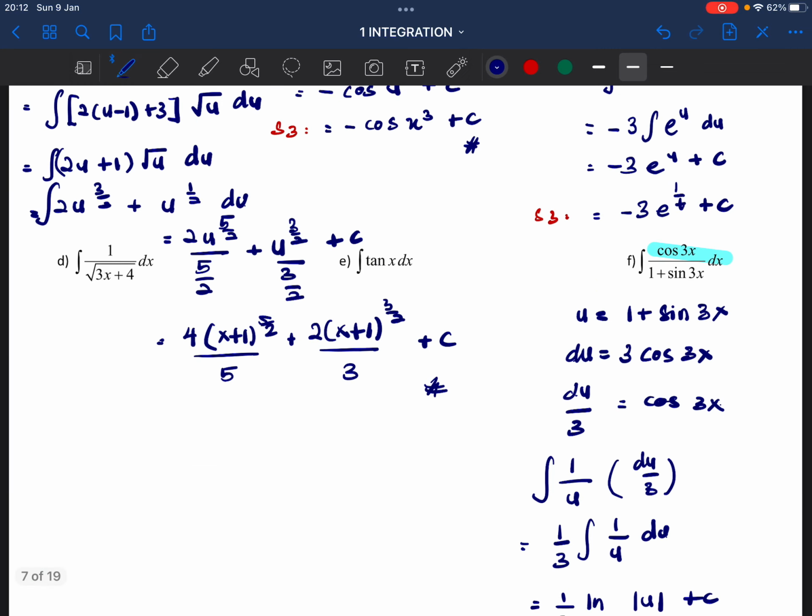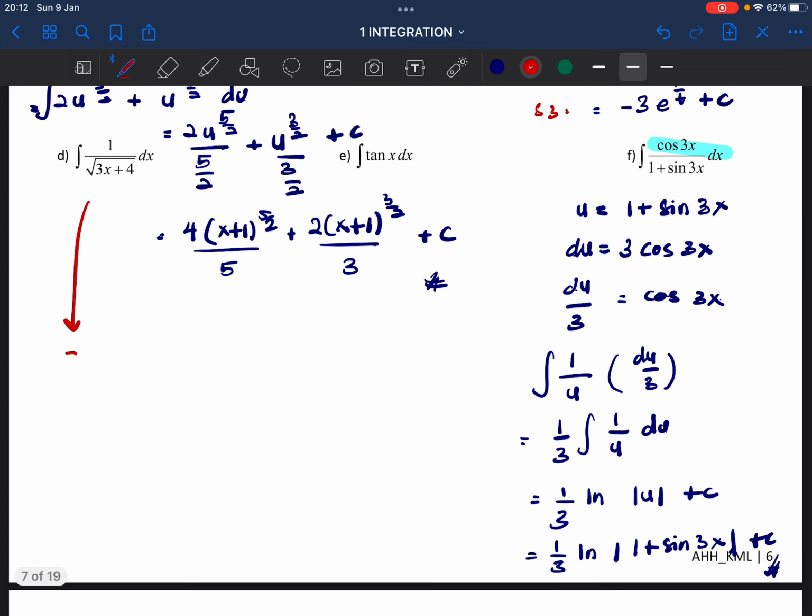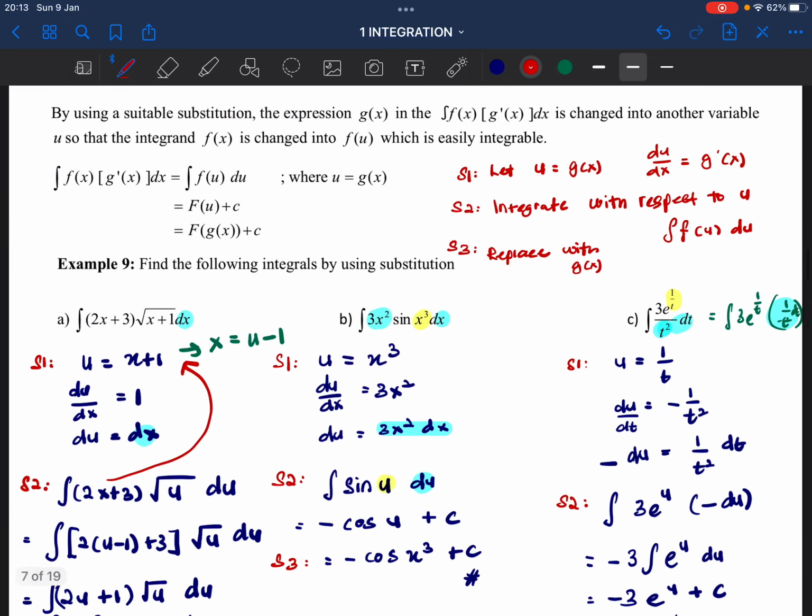Okay, question D you can try on your own. Here is the answer. The answer is 2 over 3, 3x plus 4 power 1 over 2, plus c. So actually, for question C, you can use the power rule and you can also use substitution. So both methods can be used. Okay, so it doesn't matter. Alright, I'll see you guys in the next video.